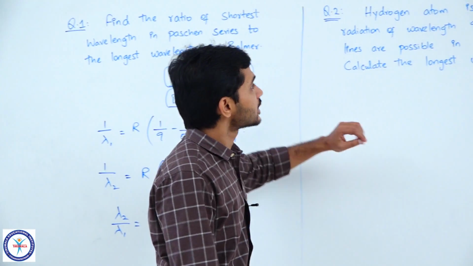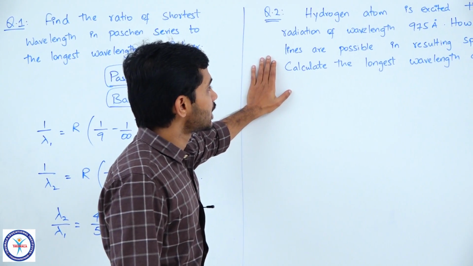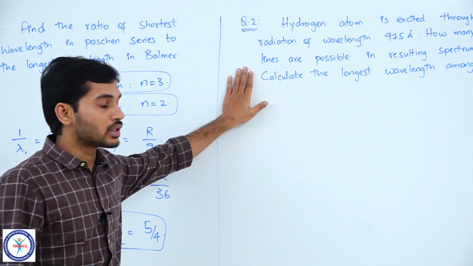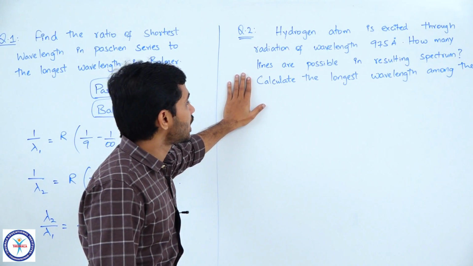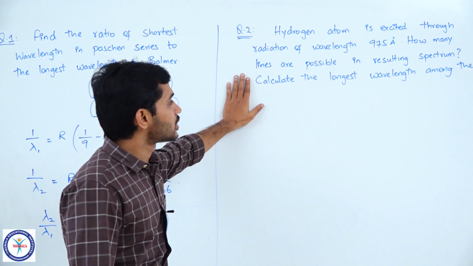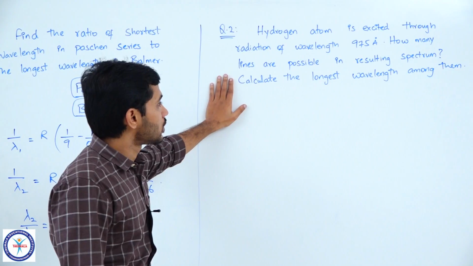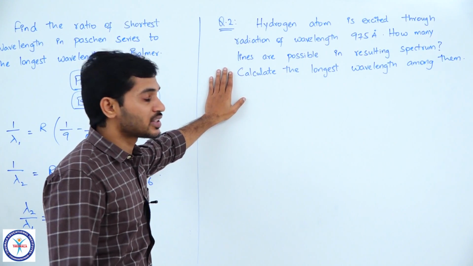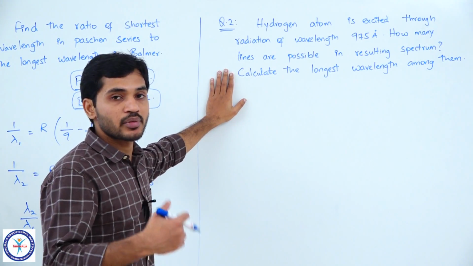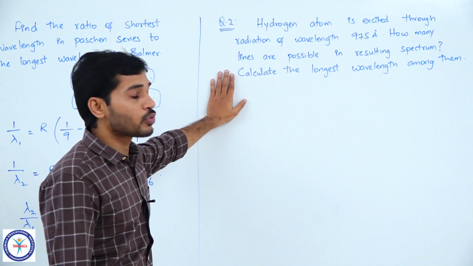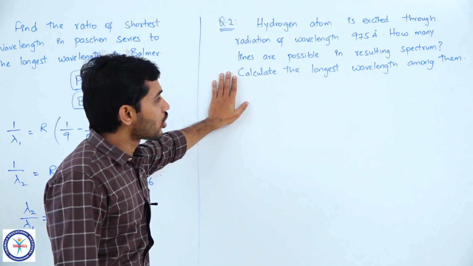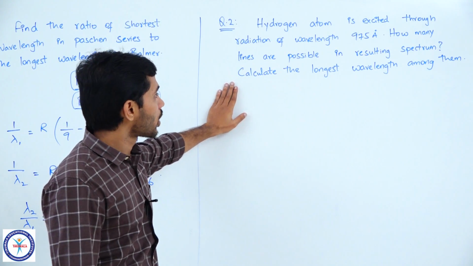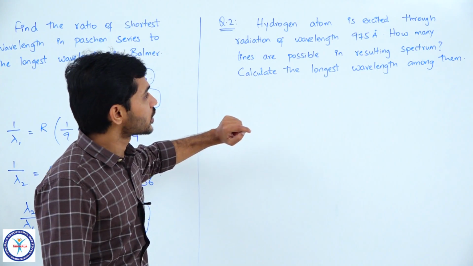Here they are saying a hydrogen atom is excited through radiation of wavelength 975 angstroms. How many lines are possible in the resulting spectrum? They are talking about the emission spectrum once it gets excited and while it is coming back. So, what are the possible wavelengths in the emission spectrum? Calculate the longest wavelength among them. Okay, so that is the question that they are asking.